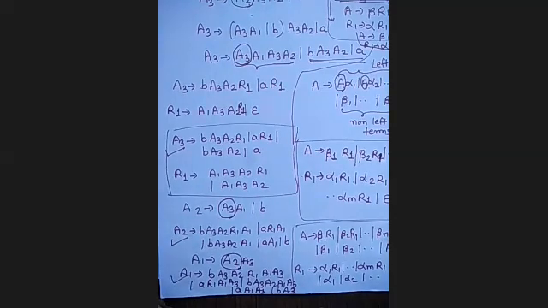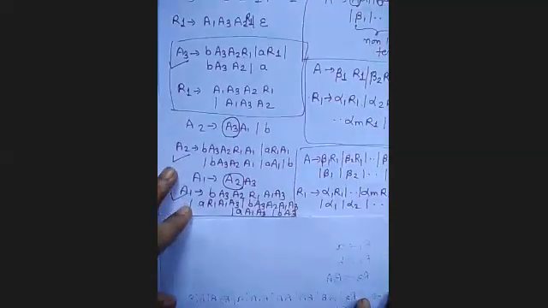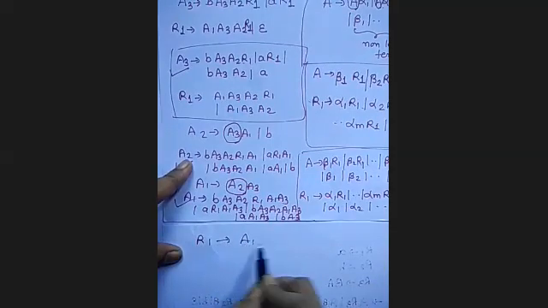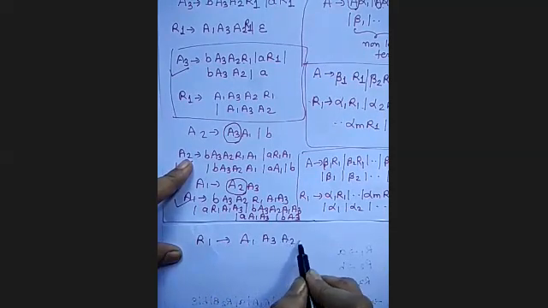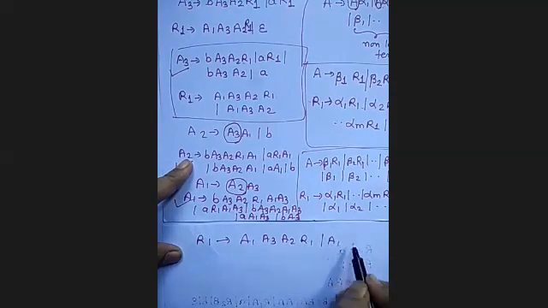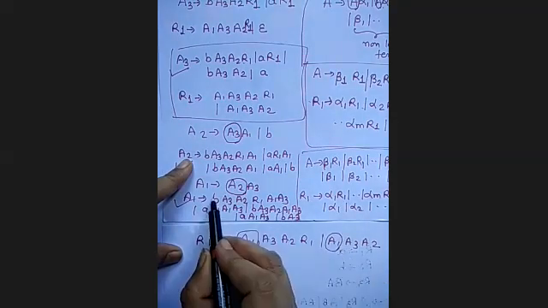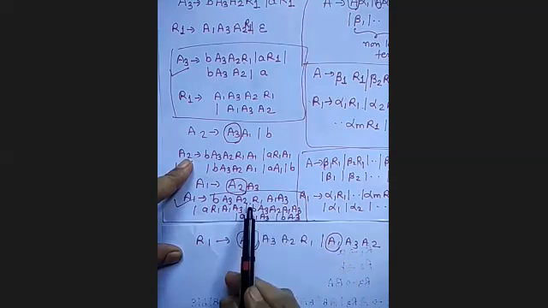Yes, completed. Now what remains? A1, A2, A3 are complete in that format. If you see, then what remains? Only R1. R1 is what? A1, A3, A2, R1, or A1, A3, A2. Now what is my suggestion? That you replace A1 by the production rules of A1. So how many does A1 have? 1, 2, 3, 4, 5. So this A1 will be replaced by 5, 5.